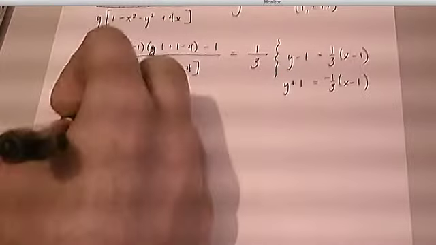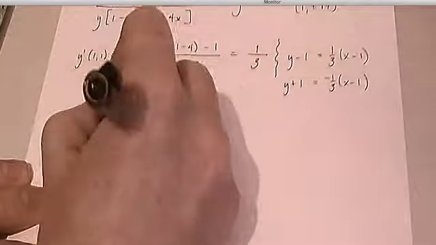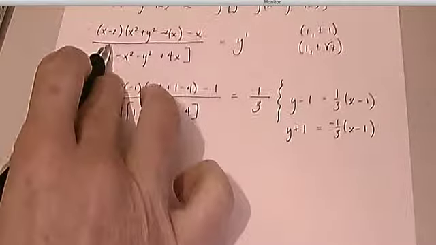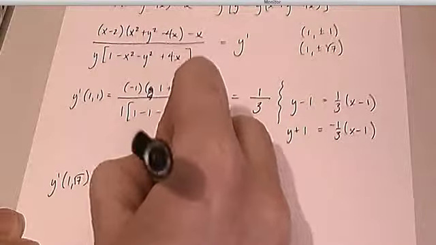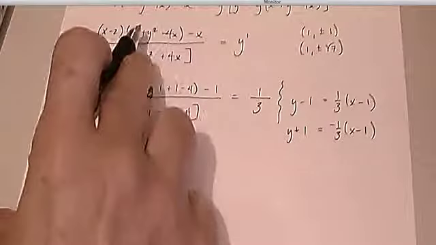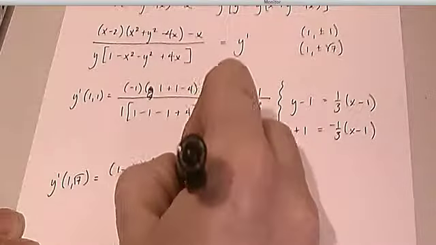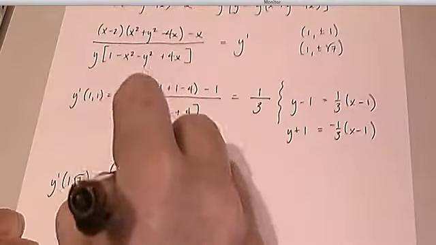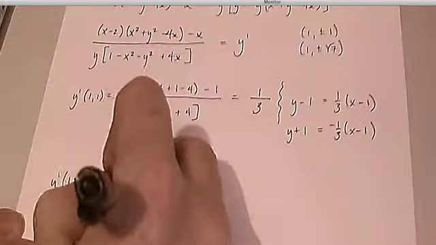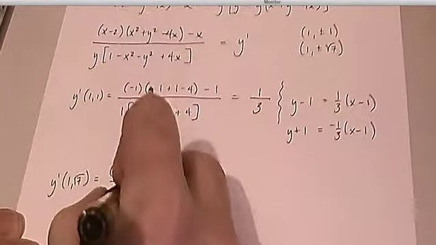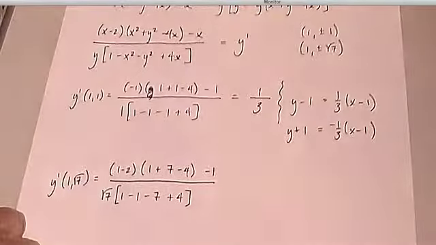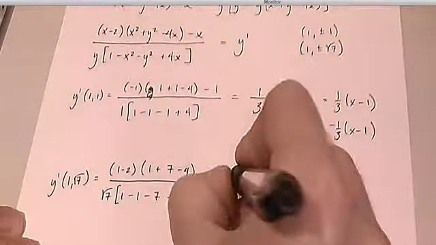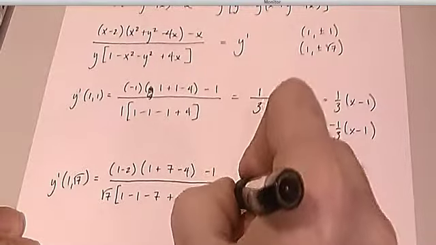Okay, so let's go ahead and plug in. I know that when I plug in 1 for x, I'm going to get, remember, I'm still plugging into this right here, okay? 1 minus 2, and then 1 plus 7, because the root 7 is going to get squared here, okay? Minus 4 minus 1, all of that over root 7, 1 minus 1 minus 7 plus 4, okay? Now I'm going to go ahead and clean that up for you. You're just going to have to go ahead and trust me.